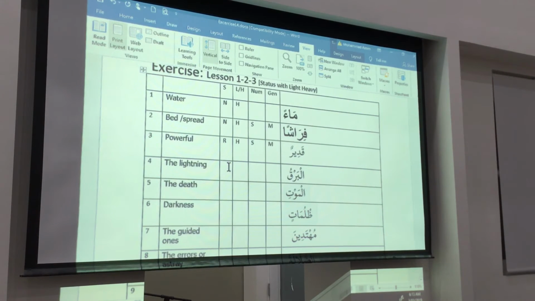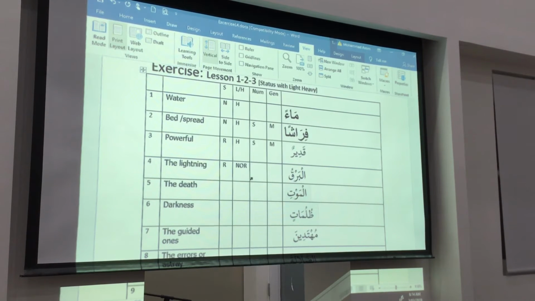Al-barqu. Barqu means the thunder or the lightning. Okay. Al-barqu. So what is the status? It's Rafa, because al-barqu is the doer here. So the lightning is doing something in the sentence. Is it light or heavy? Neither. Not light, not heavy, just because of the al. So it's not light, but you can say nor. And it is obviously singular, and gender is also masculine.